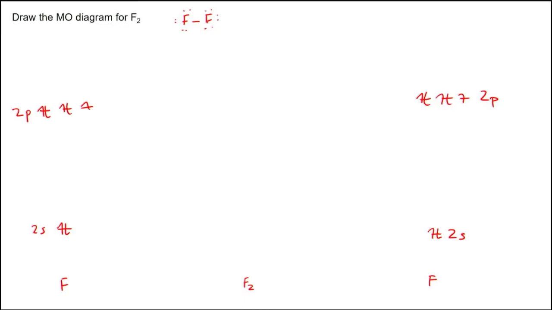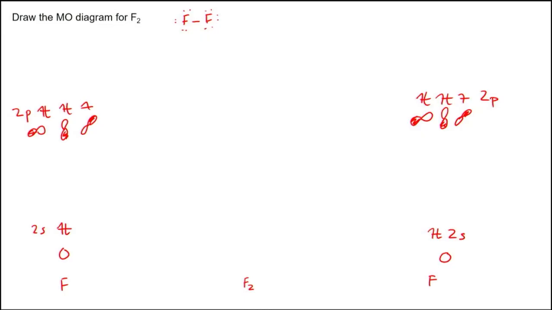Next step now is to start combining the orbitals, right? So what we're looking at is that we have the 2s, and then the 2pz, the 2px, and then the 2py. And over here, same thing, so we have the 2s, and then 2pz, 2px, and then 2py.